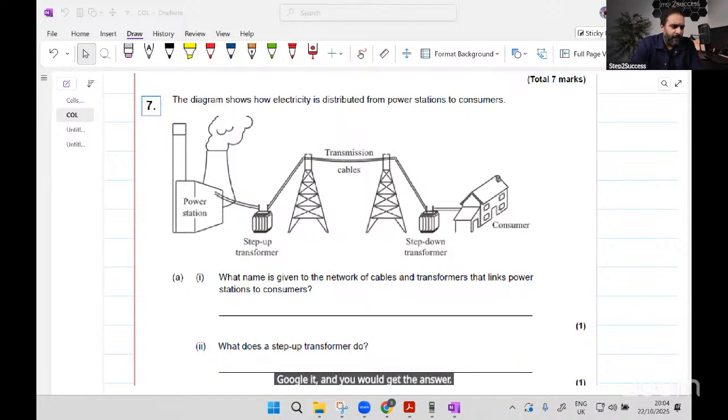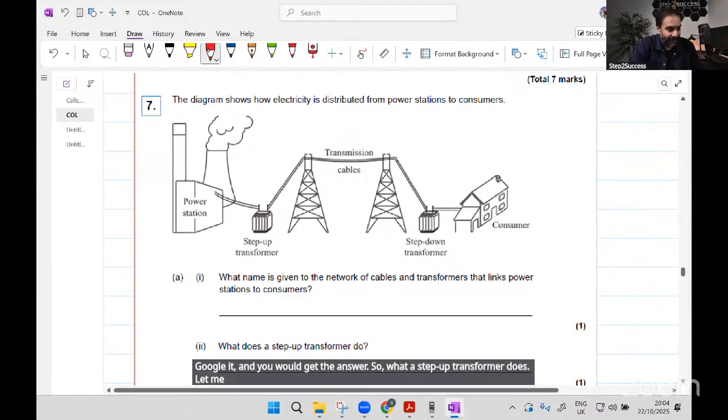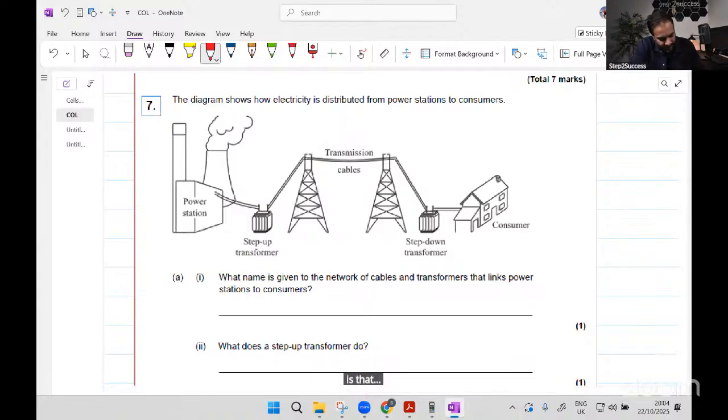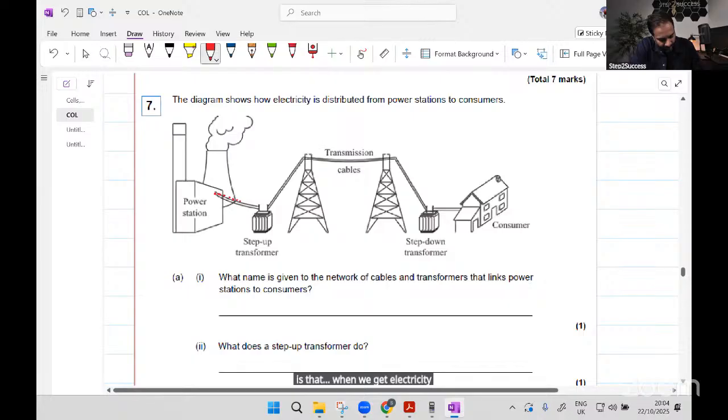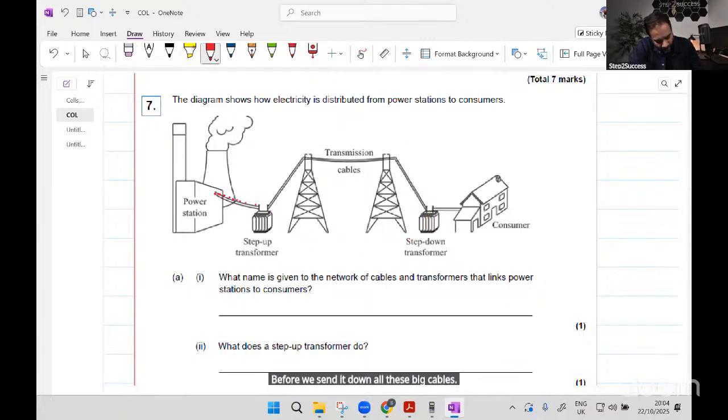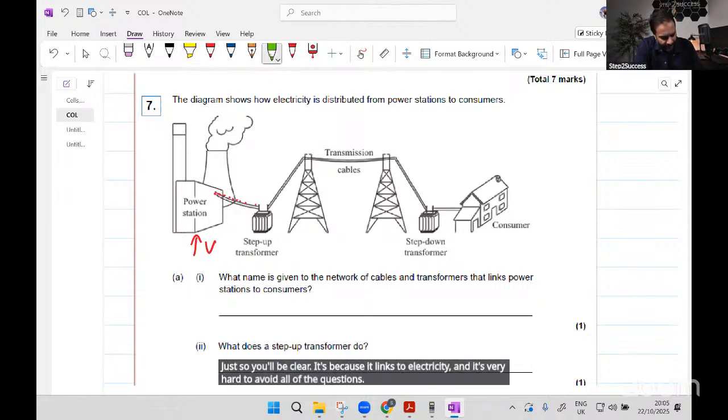So, what a step-up transformer does, let me just briefly explain what happens here, is that when we get electricity out of a power station, before we send it down all these big cables, what we do with a step-up transformer is increase the voltage to a very high level. Now, this wouldn't have been covered in the lesson, just so you'd be clear. It's because it links to electricity and it's very hard to avoid all of the questions. But it increases the voltage.